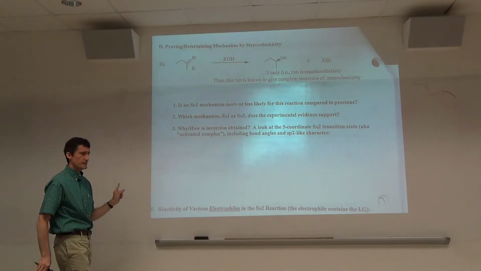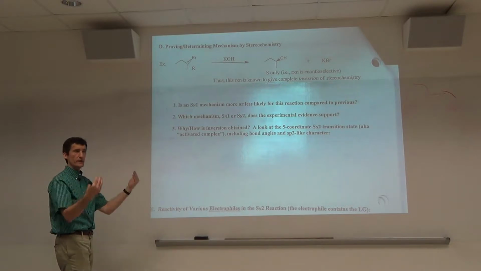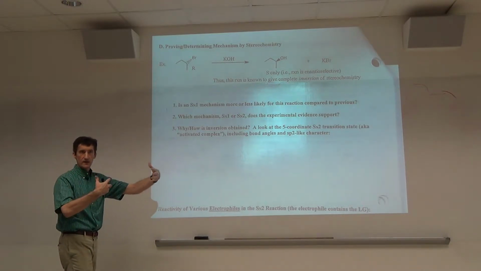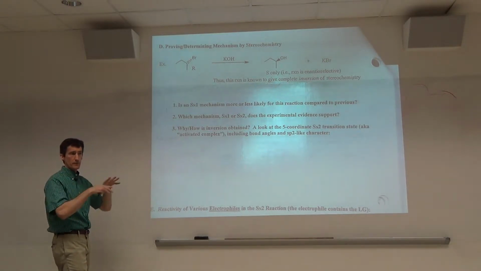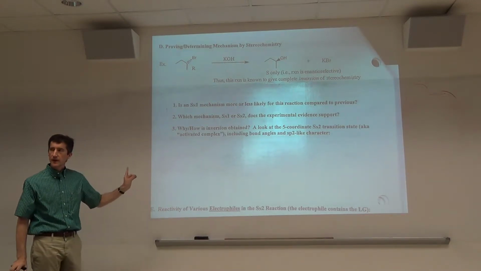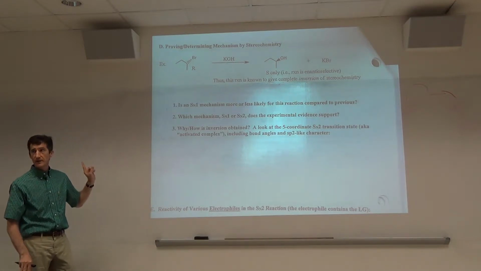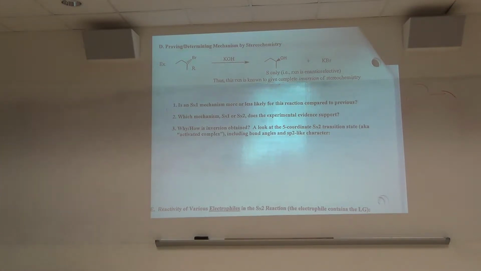120 between all your groups on the carbon. Well, the three, not the two that are the one incoming and the one outgoing, but the remaining three. When you started, what was the bond angles between the groups on the carbon? 109.5, because we're dealing with a tetrahedron. Okay?